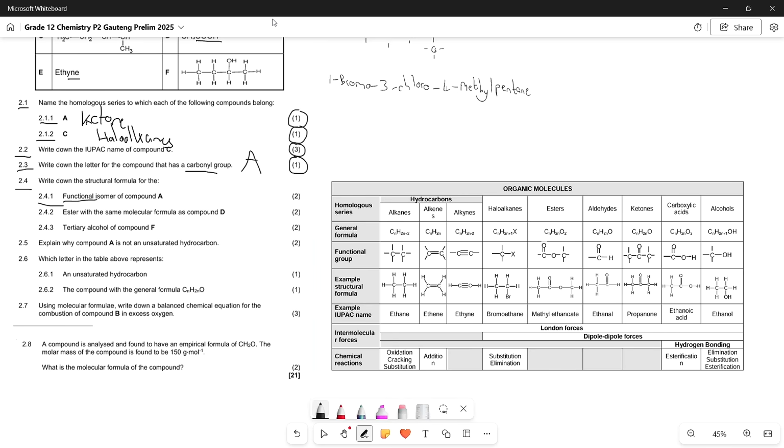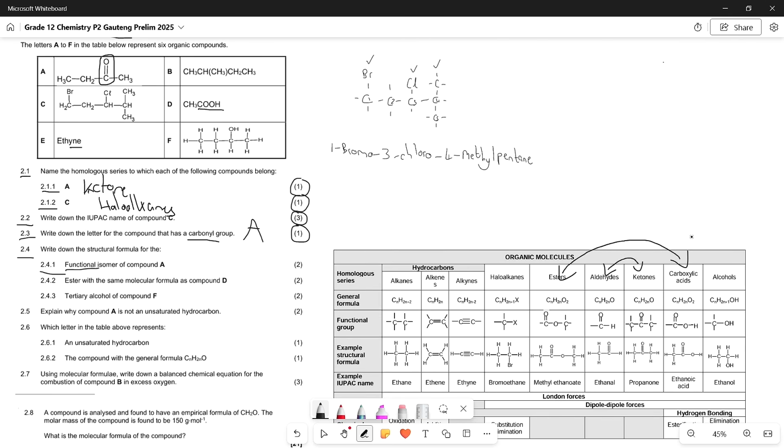So the most common functional isomers have to do with esters and carboxylic acids. So these ones are very common. And then aldehydes and ketones. These guys are also very common because we just have to move the double bond O to a different location. And then we have changed the homologous series to which it belongs, which means we have esters and carboxylic acids, aldehydes, and ketones.